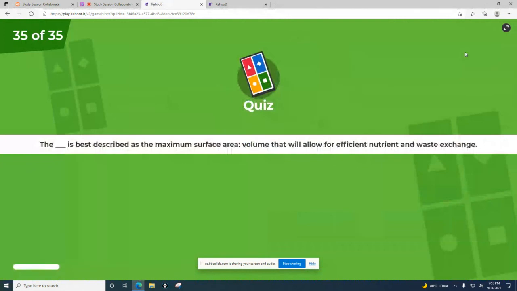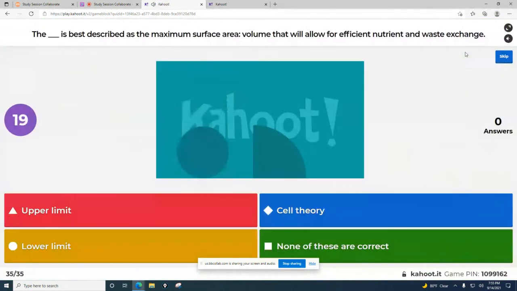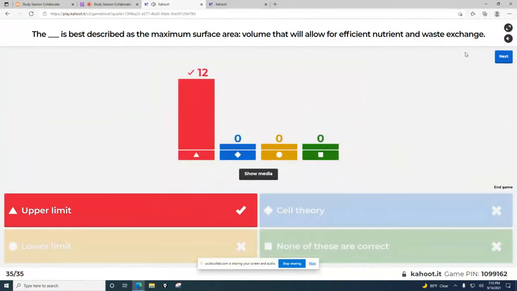Okay. Final question. The blank is best described as the maximum surface area to volume ratio that will allow for efficient nutrient and waste exchange. So lower limit was the previous one, upper limit then is this one. This is basically the largest that the cell can get before, you know, its nutrient requirement is too large and it generates too much waste to efficiently get out of the cell.